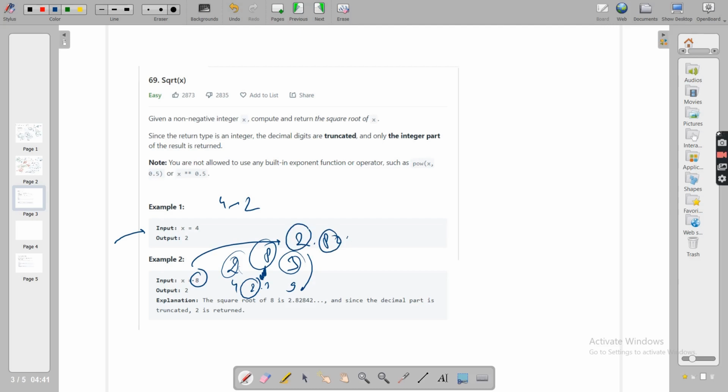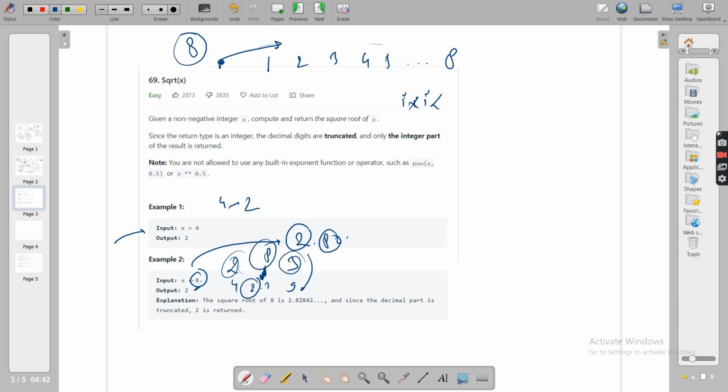Now let's see how we can solve this normally. Draw a number line, 1 2 3 4 5, and let's take 8. Iterate from 1 onwards. For 8, what you want is the final value whose square is lesser than or equal to 8.